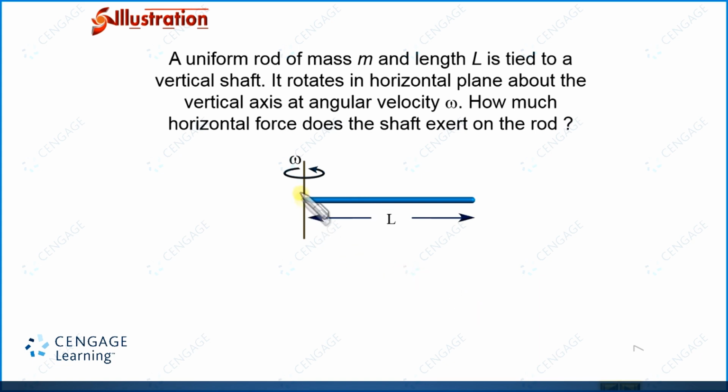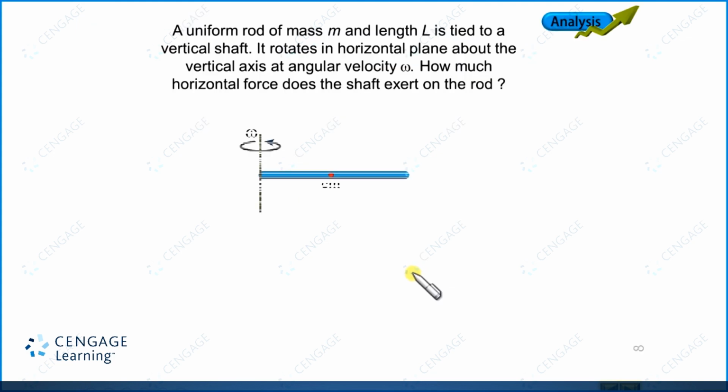So we are considering the space to be gravity free space. Let us make the diagram on the next page, this one. Our requirement is to calculate the force exerted by the shaft on the rod. For making the free body diagram, we need to isolate the shaft and rod. That's why we are going to select the rod as a system, this rod as a system.